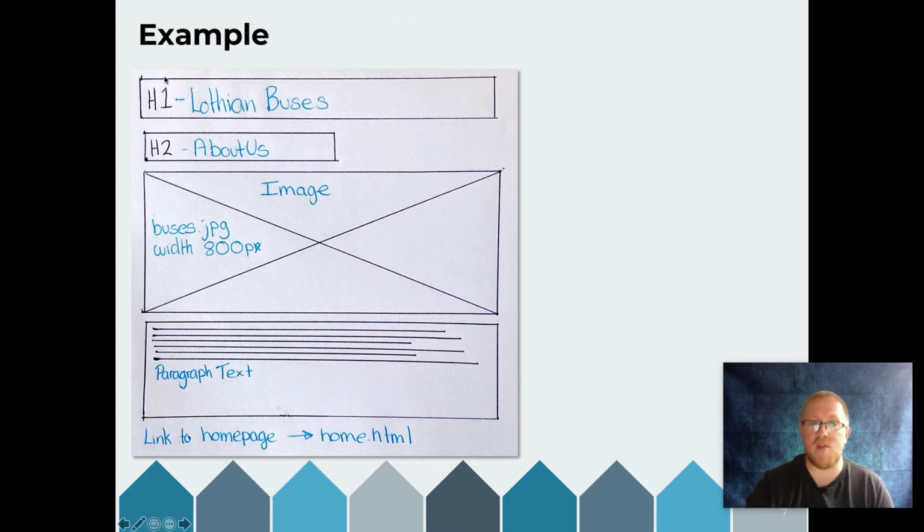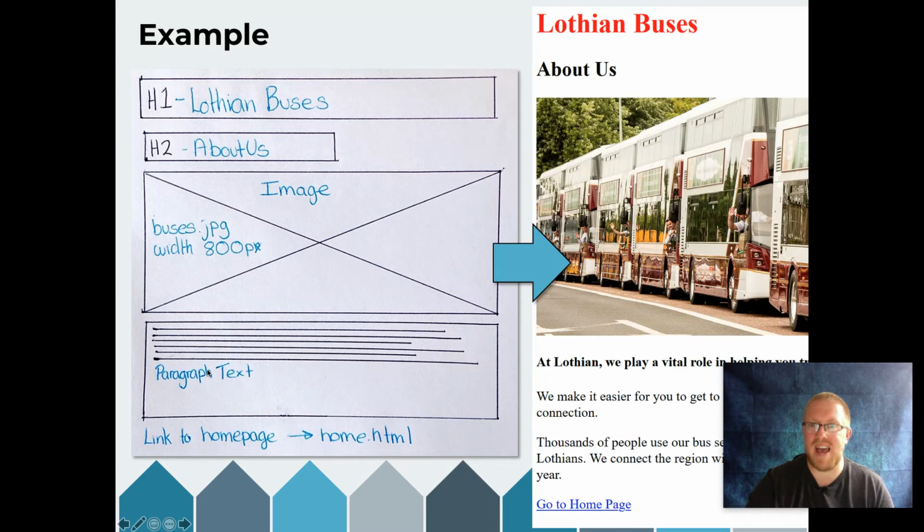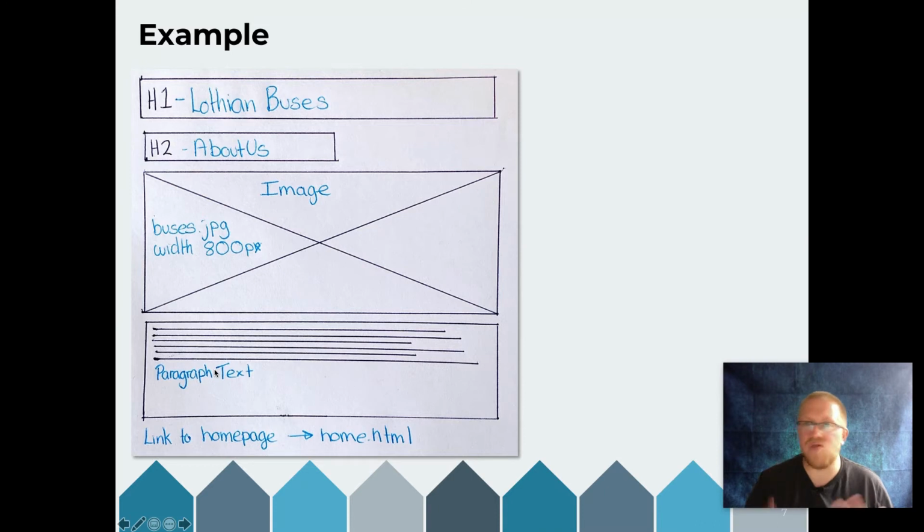We can see that we have got heading 1 that's going to be called loading buses. We've got heading 2, about us. We've got an image, and this image is called bus.jpg, and it's got a width of 800 pixels. And the way I distinguish this as an image, yes, I've written it there, but we've also got that X, and that X in a box tells me it's an image. We've then got a paragraph of text. I don't really at this point worry about what the paragraph of text is going to be. I just know it's going to be paragraphs of text. And I can either put lots of straight lines there to signify text, or I could put a wavy line.